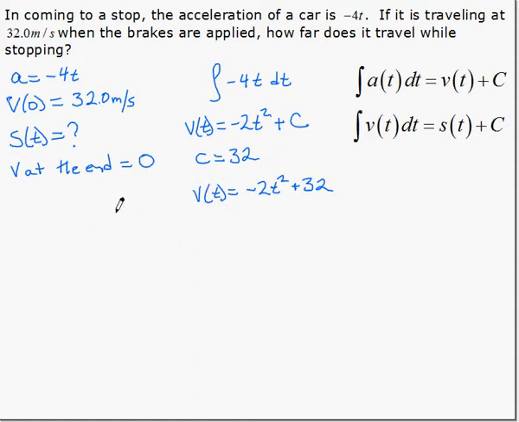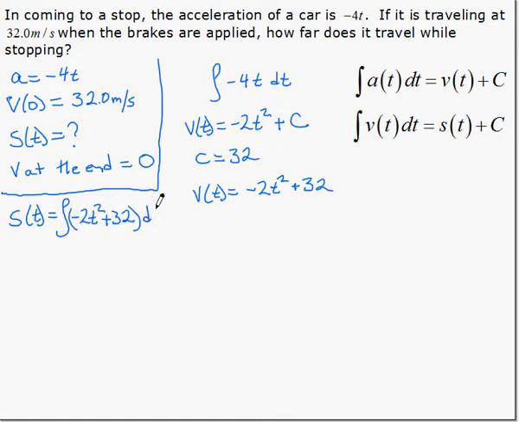Now, we're going to need the position of the car, so let's isolate our information there, and let's find the position of the car. So the position of the car has to be the integral of velocity, so that's the integral of negative 2t squared plus 32 with respect to time. Integrating then gives us negative 2t to the 3 over 3 plus 32t plus a constant.